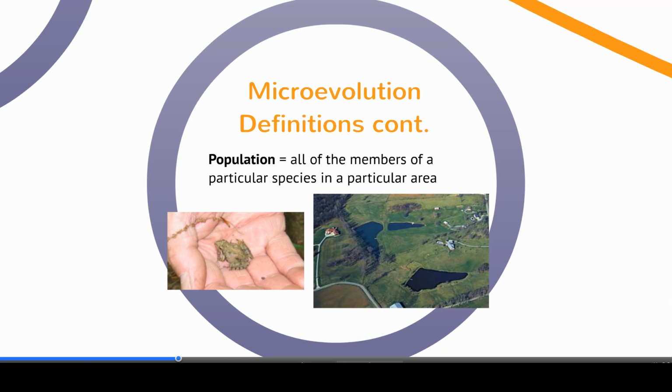Members of a population are more likely to interbreed with each other than with members of a different population. So you can imagine all the frogs here are more likely to interbreed with each other than with a frog from this pond. But they're still the same species, and if one of the frogs hops along and ends up over here, it could reproduce and produce viable offspring.